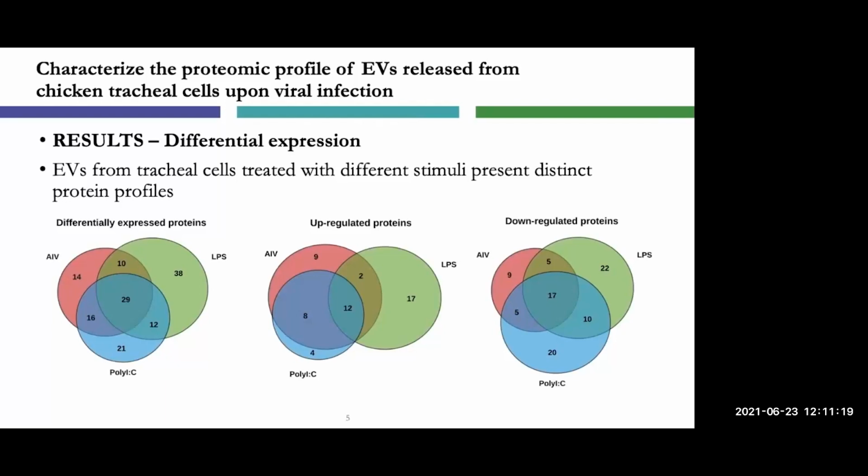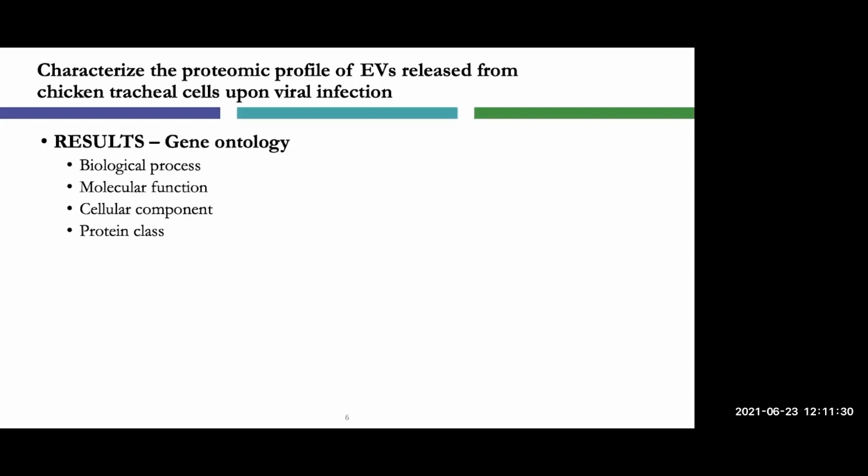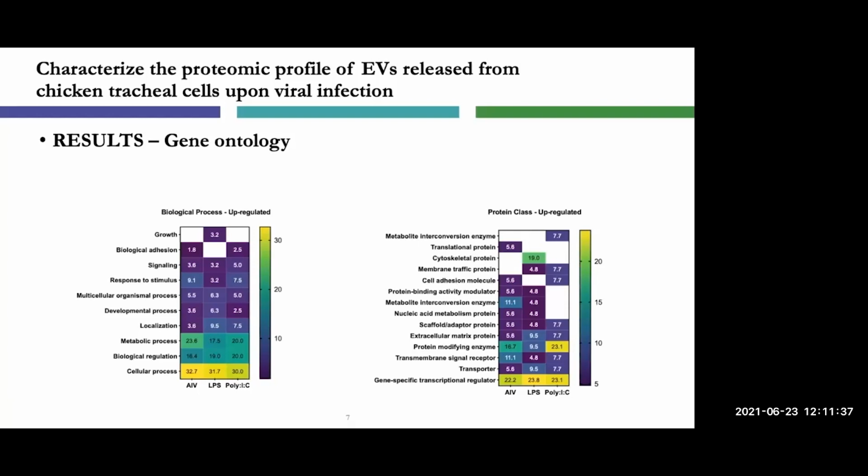Now that we know that they're different, the next step was to look at how exactly these proteins are different. So we extracted our gene ontology terms, and looked at biological process, molecular function, cellular component, protein class, and pathways, but for the sake of time, I'll only go into detail on a couple of these. Here, for example, we can see the biological process and protein class categories for our upregulated proteins in these categories, AIV, LPS, and poly-IC. And the color intensities represent the percent gene hits for each category.